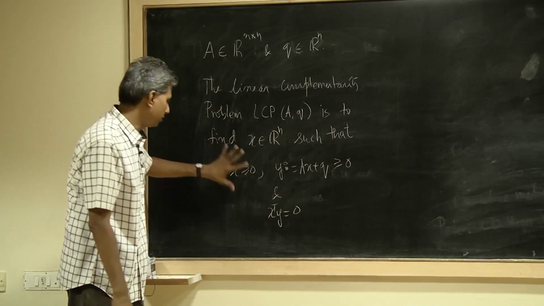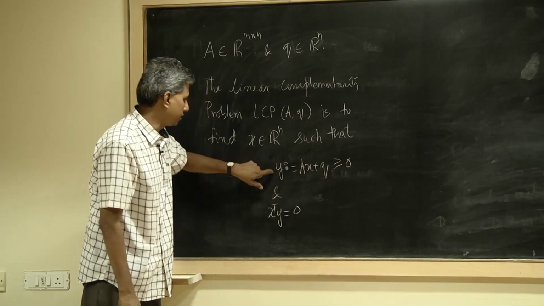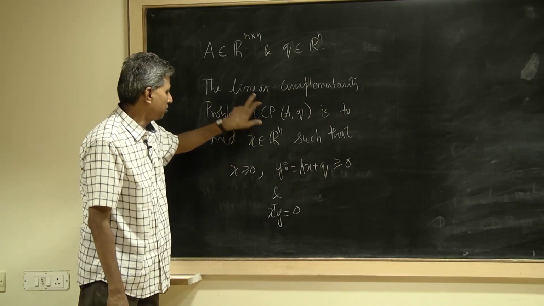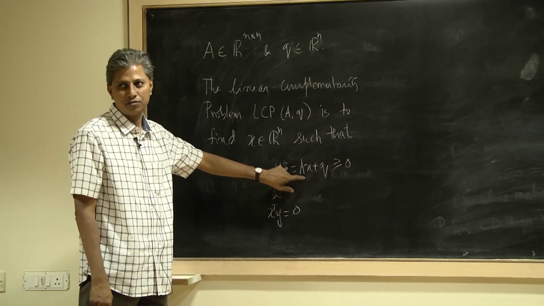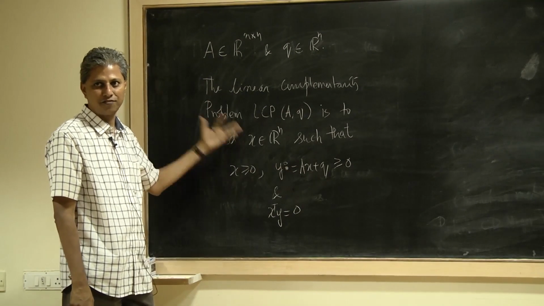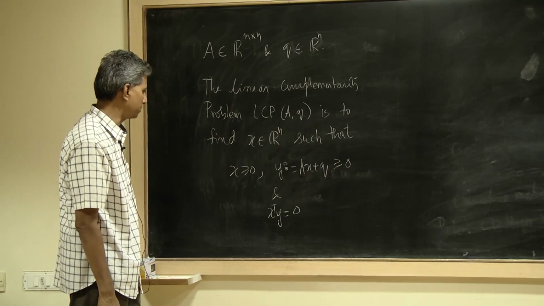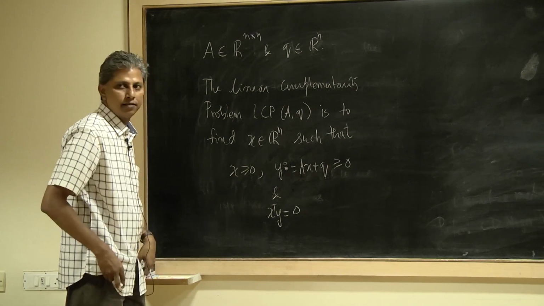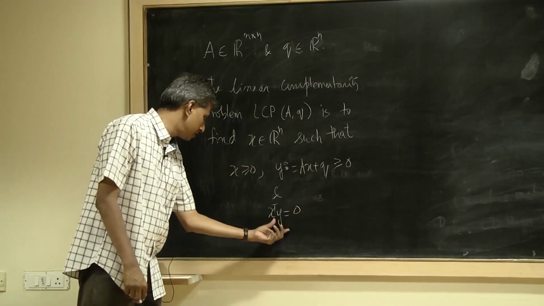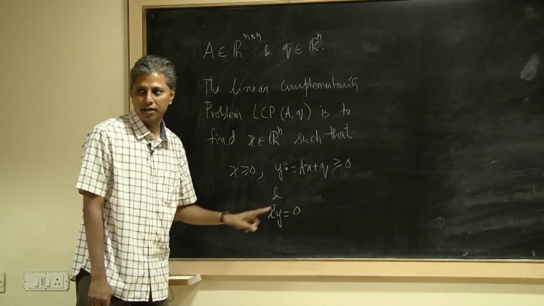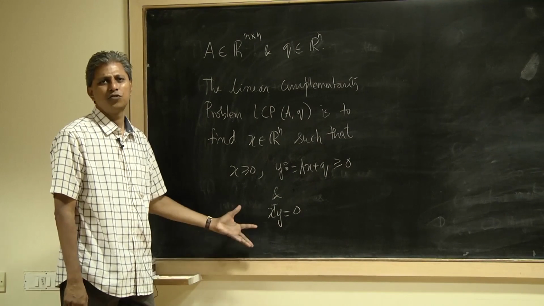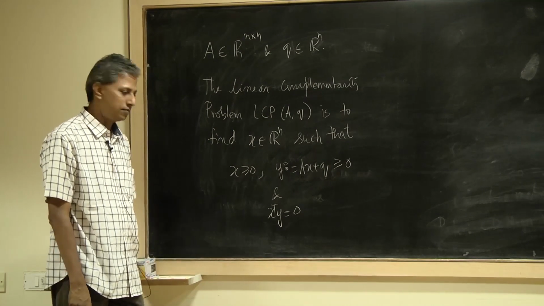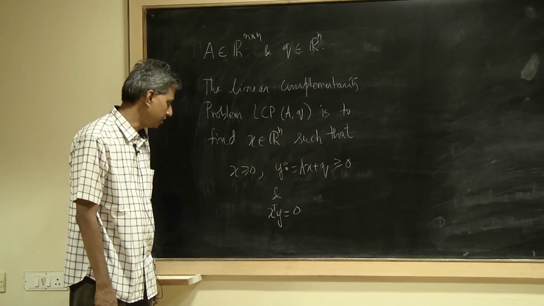Note that A and Q figure here. The problem is called linear because of this matrix A. If you replace that by a nonlinear function, then it's a nonlinear complementarity problem. What is complementarity here? Complementarity is really this equation. Remember, X and Y are non-negative. Of course, if you have undergone a first course in linear programming, you know what it is.